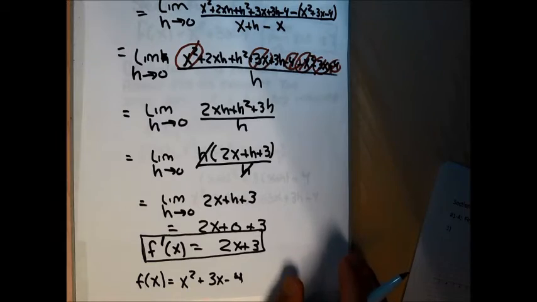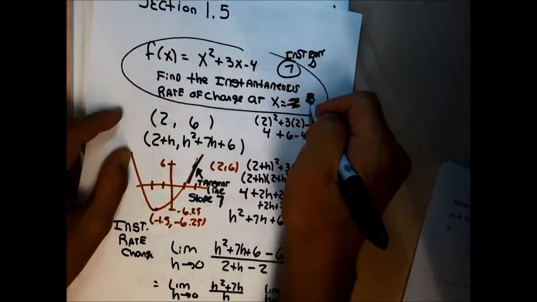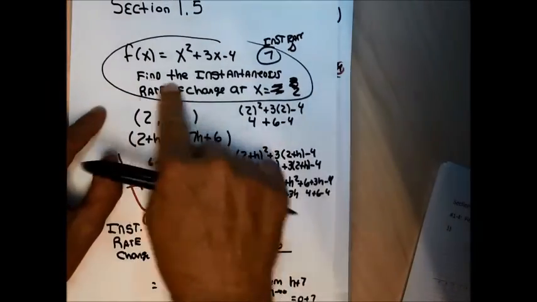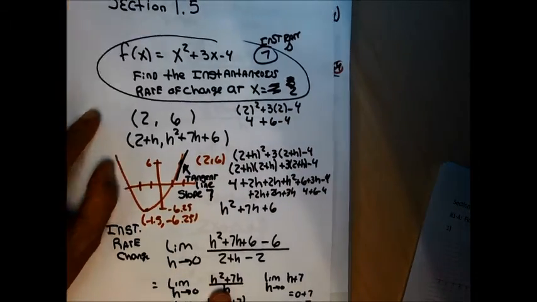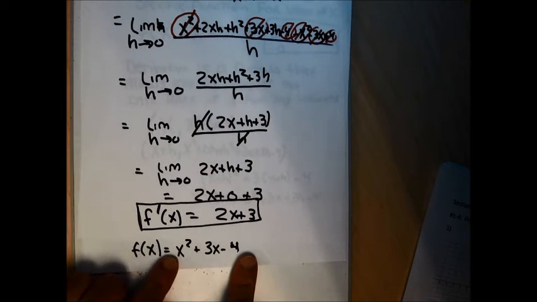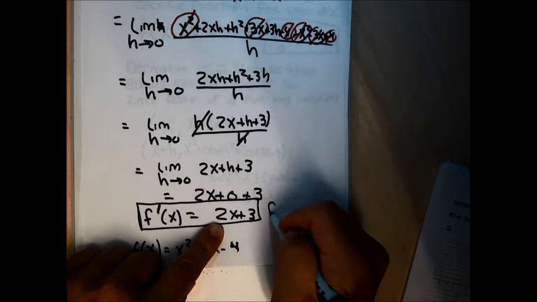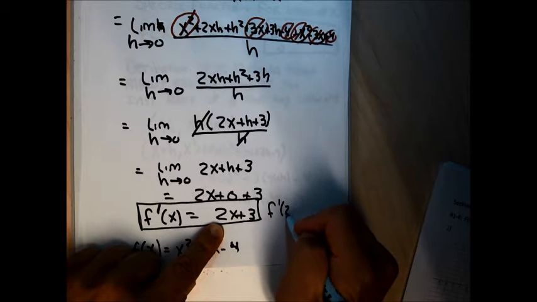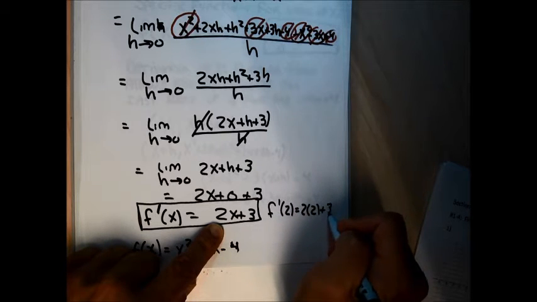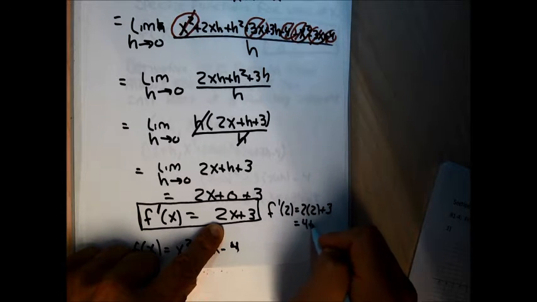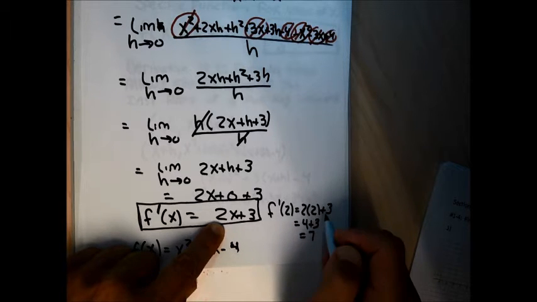So when I did part 1, or the beginning of this, and I found the instantaneous rate of change at x equal to 2, I did all this work. If I had this function handy, if I put 2 in for the x, if I did f prime of 2, I'd go 2 times 2 plus 3. That's going to be 4 plus 3. That's going to be 7.